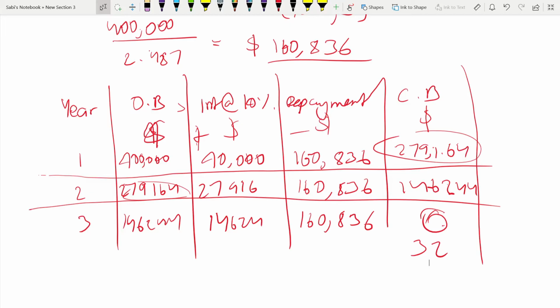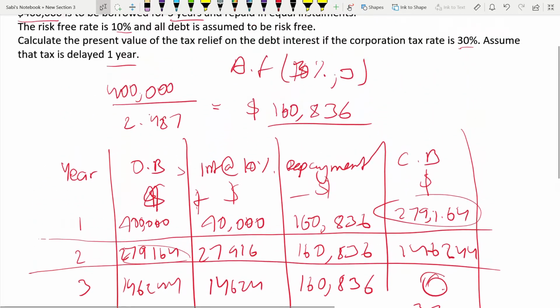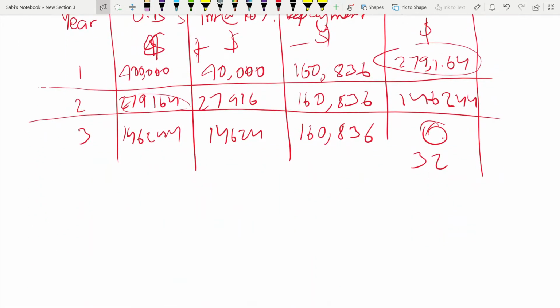Now, what do you have to do? You have to find tax relief on the interest. You need to find the tax relief on the interest amount. And tax is delayed 1 year. That means year 1 you'll be paying in year 2, year 2 in year 3, like that. Again, make a table for this, to find tax relief on the interest.